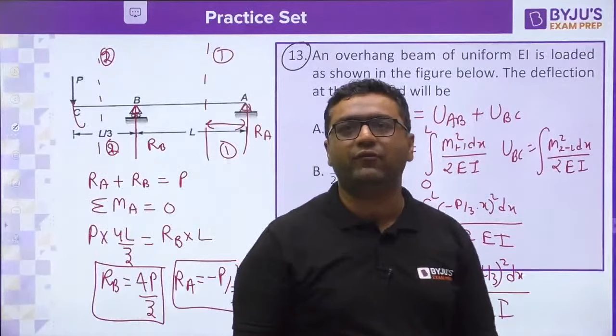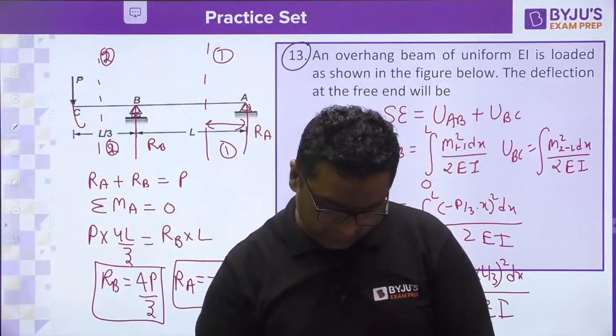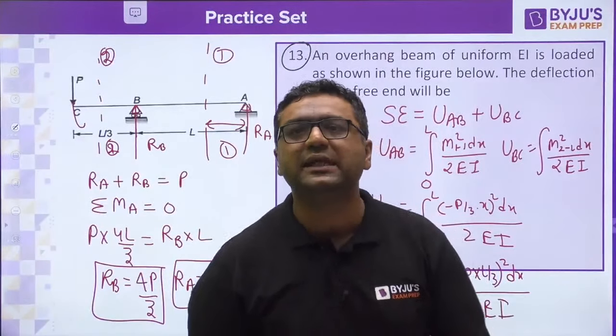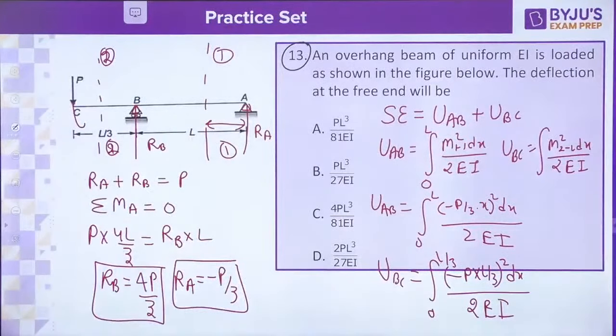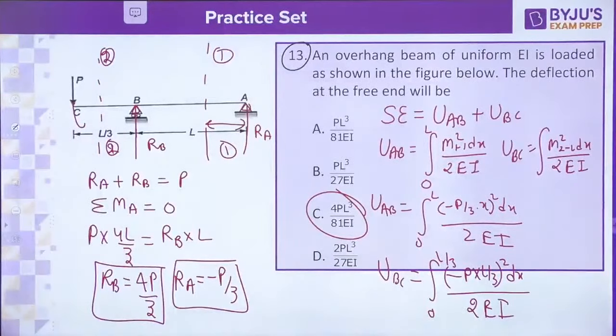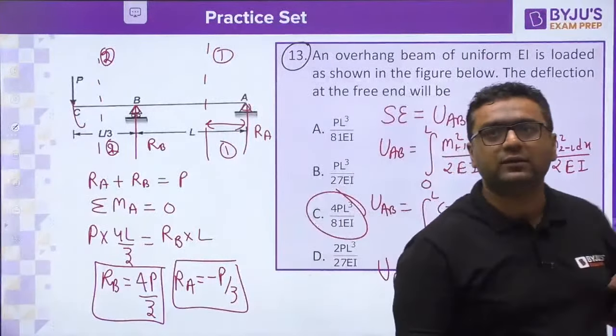Yes, Rama Teja, very good. Parvinder, very good. Wonderful, guys. And the answer you will be getting is correct. C is correct. You will be getting the answer to be 4PL cube upon 81 EI. Just need to put the values, nothing more than that.